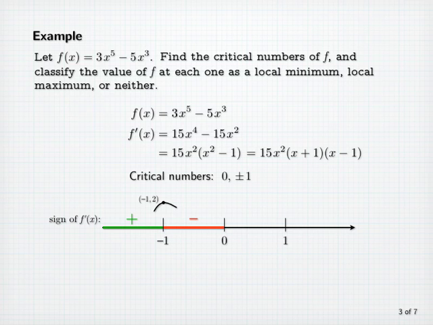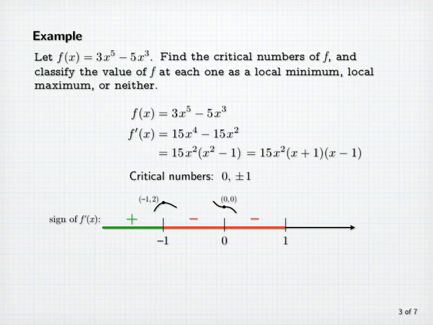Now if x is between 0 and 1, x plus 1 is still positive, and x minus 1 is still negative, and so f prime of x remains negative between 0 and 1. In other words, there's no sign change at 0, and that's all because the factor x is squared. So f is decreasing on the left of 0 and decreasing on the right of 0, and so the value f of 0, which is 0, is neither a local maximum nor a local minimum.